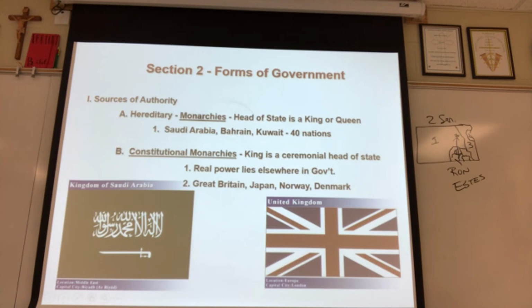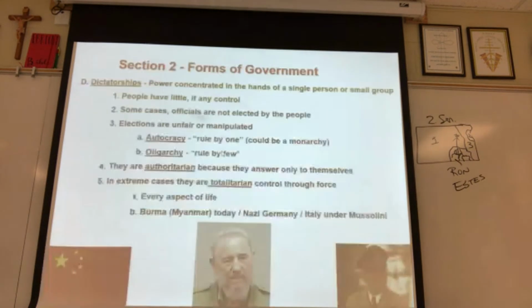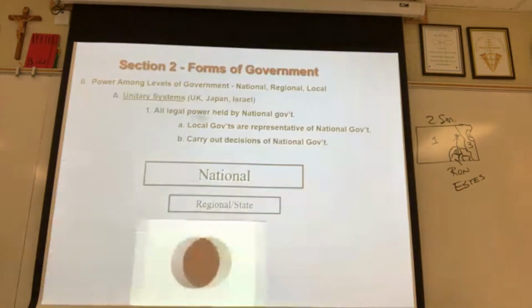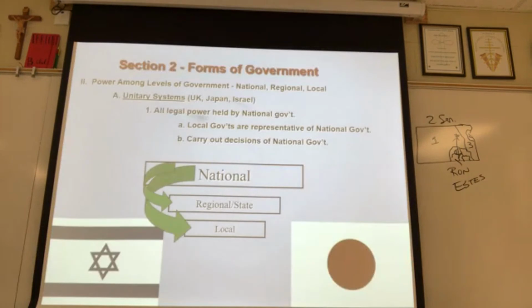Okay, unitary system. I don't know why, but people always seem to get this wrong on the test. But, okay. This is where all power is found at the national government level. Okay. Remember, there's 3 types here: unitary, federal, and confederal. We use the federal system. Most countries use the unitary system.